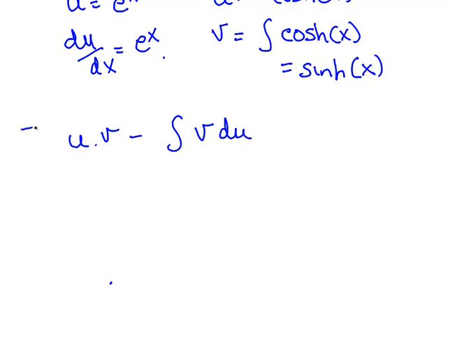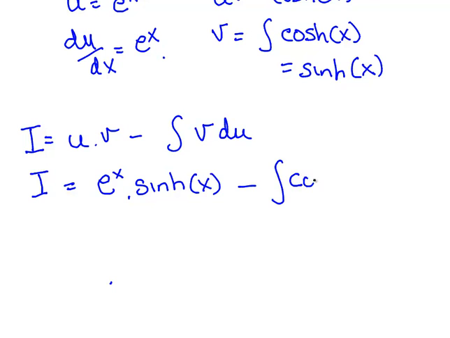Okay. Now I'm going to state the integral here. I'm going to be very clear. I is for the integral that we're trying to resolve. Okay. So I equals uv minus the integral of v du. I didn't use this the last time, but I'm going to. It's more necessary this time. I equals e to the x sinh of x minus the integral of cosh of x, and du, sorry, I should have done this here, is e to the x dx.